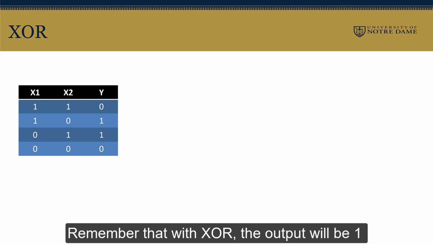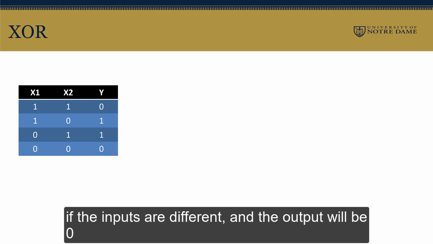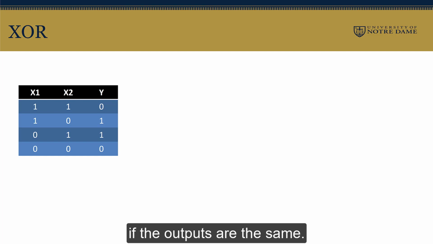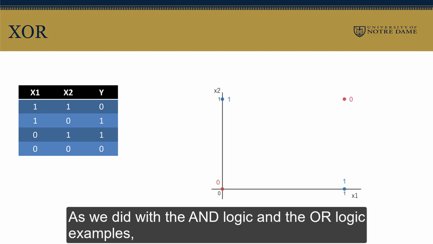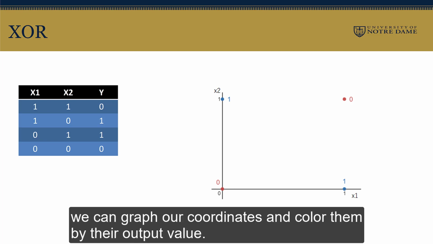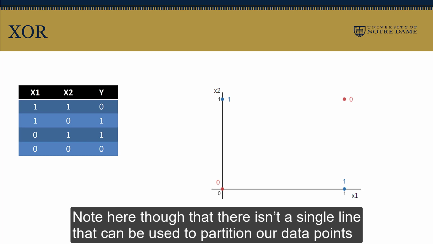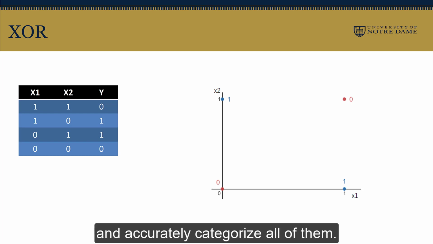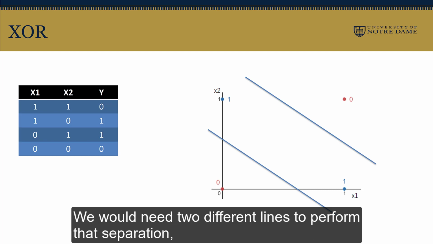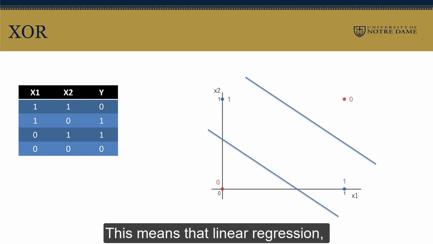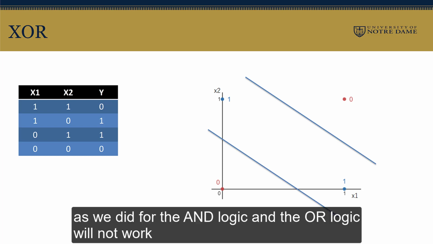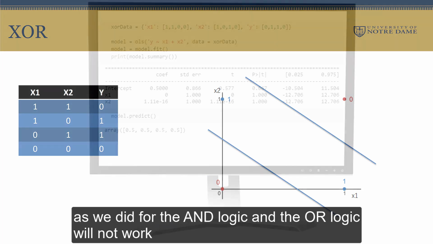Remember that with XOR, the output will be 1 if the inputs are different, and the output will be 0 if the inputs are the same. As we did with the AND logic and the OR logic examples, we can graph our coordinates and color them by their output value. Note here, though, that there isn't a single line that can be used to partition our data points and accurately categorize them all. We would need to find two different lines to perform that separation, as you see on the screen. This means that linear regression, as we did for the AND logic and OR logic, will not work.